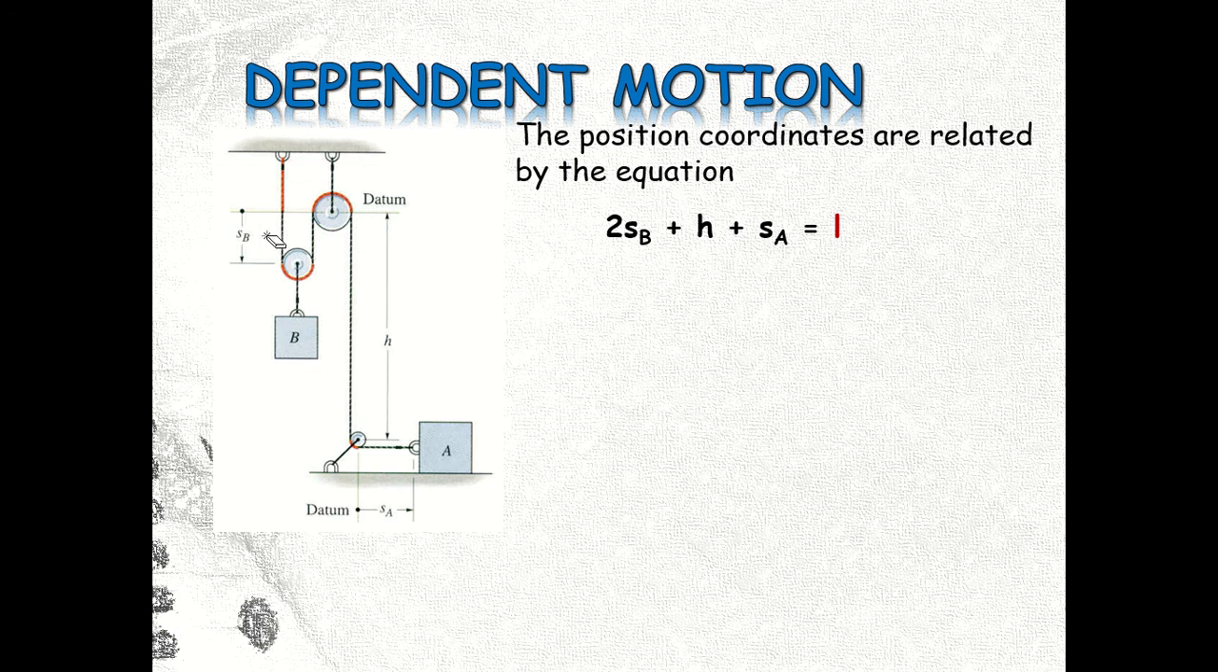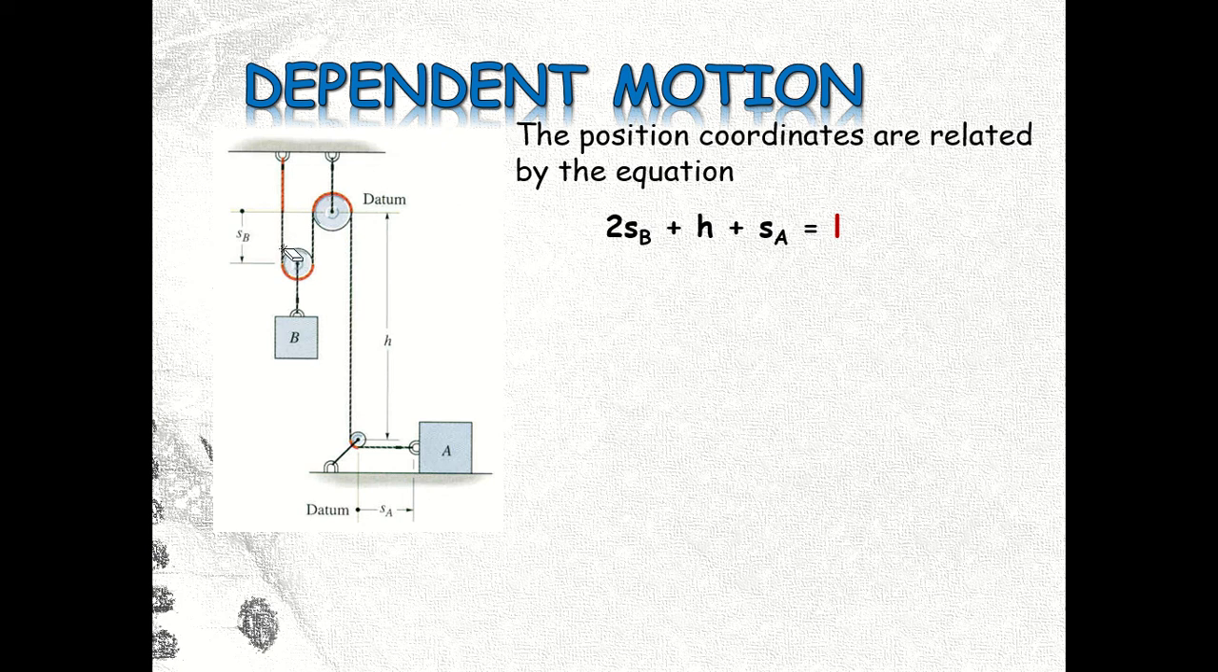So why 2 SB? Because we have here SB, so this length is SB and it is twice because we have this length and this length. That's why we have twice. These are the lengths that vary.